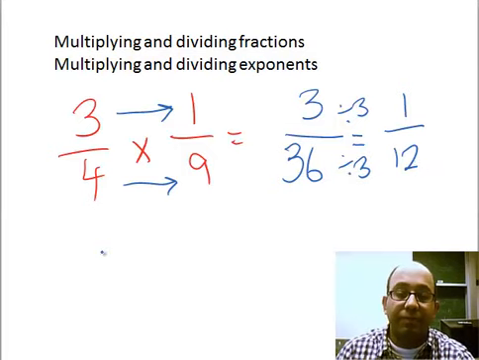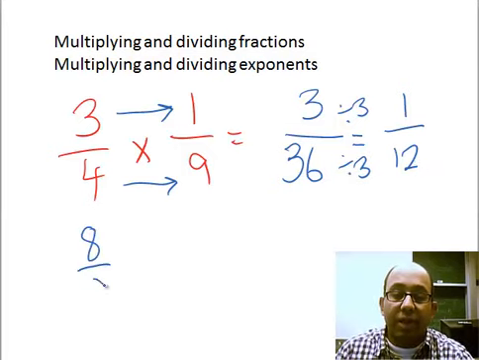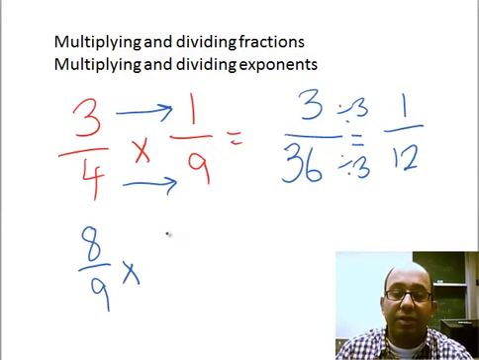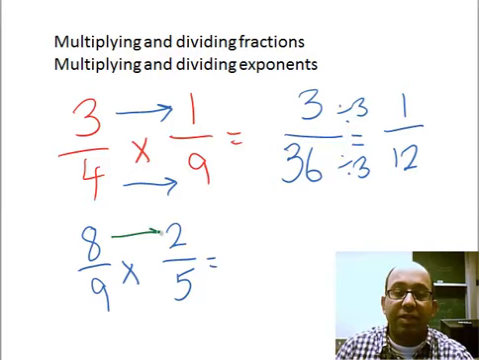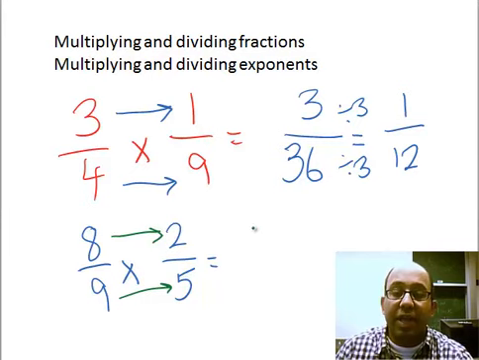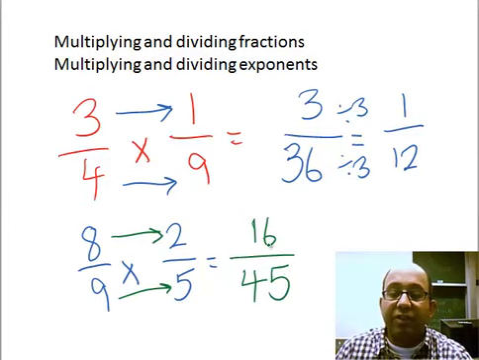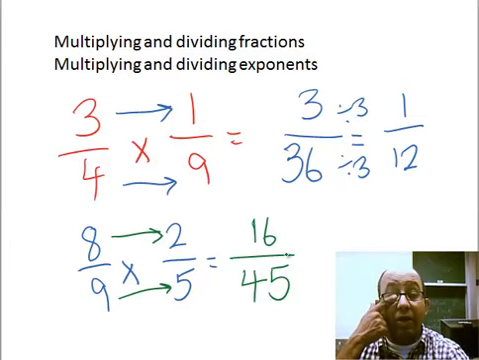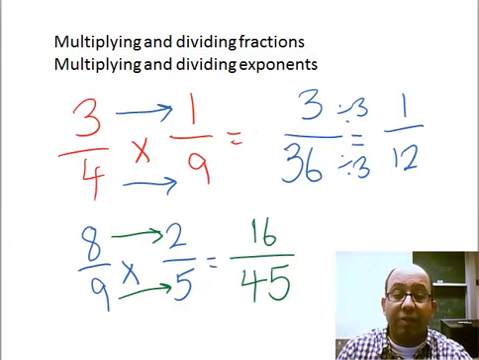Let's do another one. 8/9 times 2/5. Okay, so again, you just multiply across the top, the numerators, and multiply across the bottom, the denominators. 8 times 2 is 16. 9 times 5 is 45. And it's not divisible by 2 or 3 or 4 or 5 or 6 or 7. So I think these numbers are pretty much reduced as much as you can. So that's how you multiply fractions.